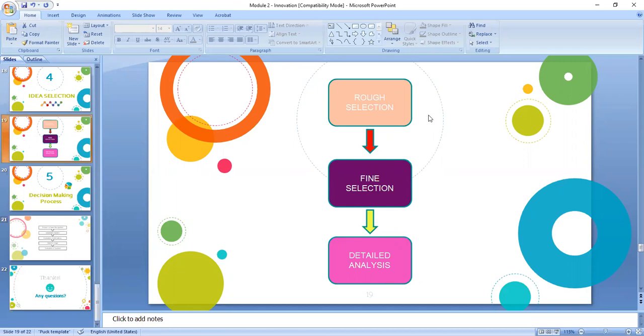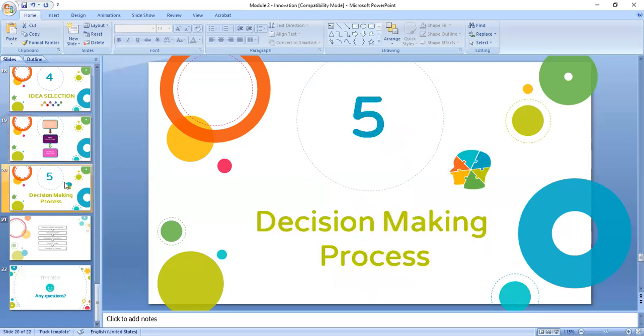So in the selection of the best idea, it has to come through this three-step process. Now you can read more on the details, especially on the detailed analysis and the fine selection, in your Canvas, because there's a document that you can read that explains this three-step process in detail. Now we go to the last part of this module, which is decision making.